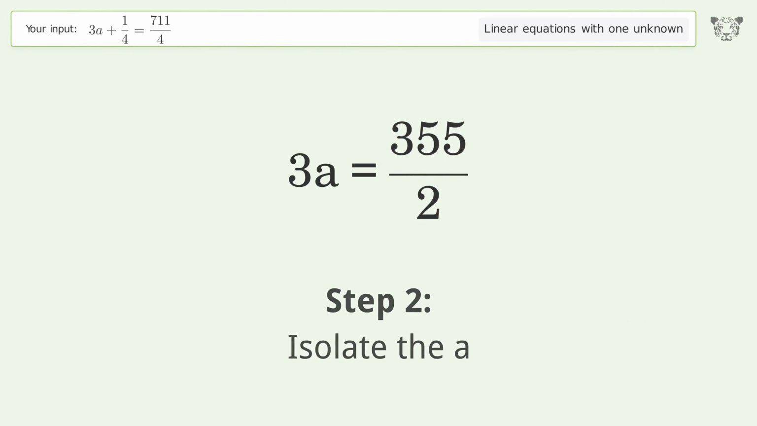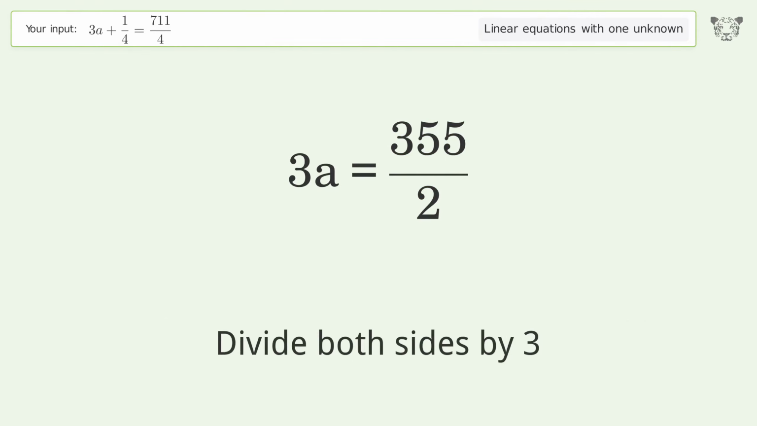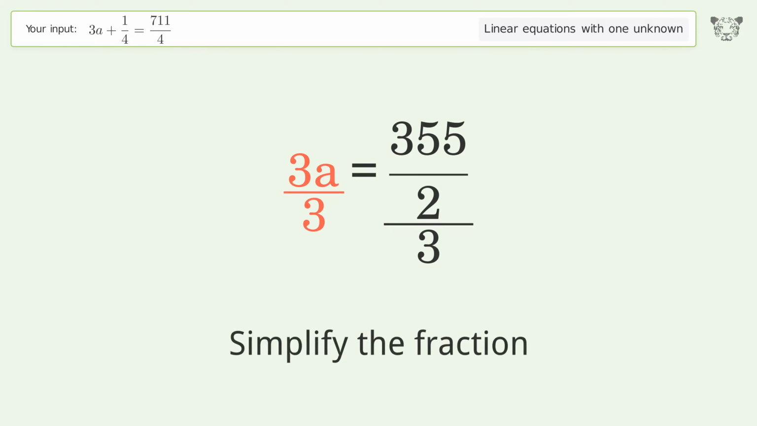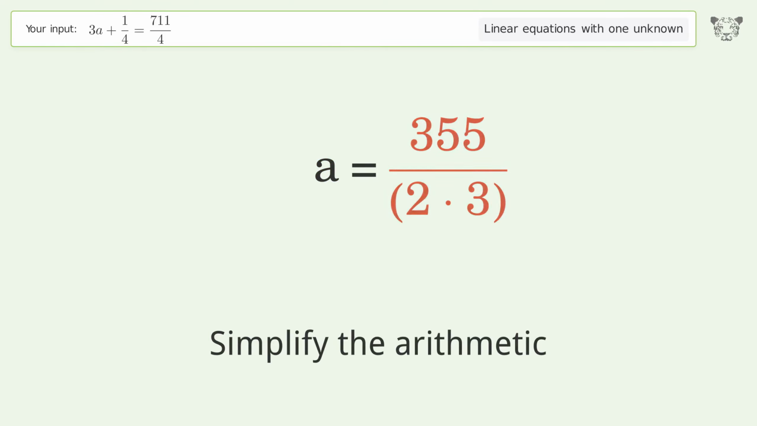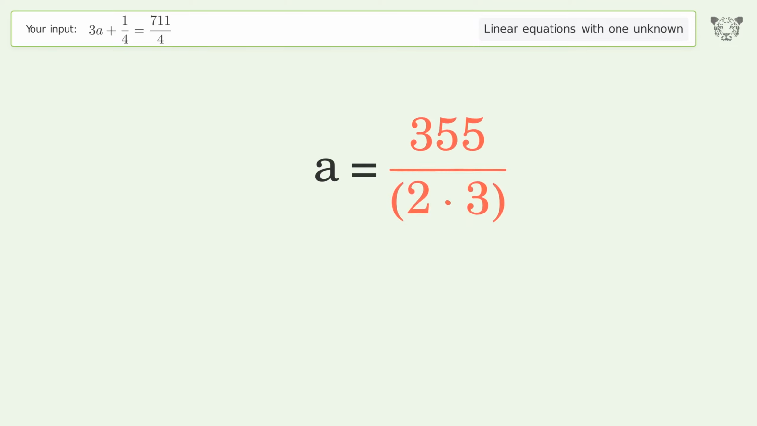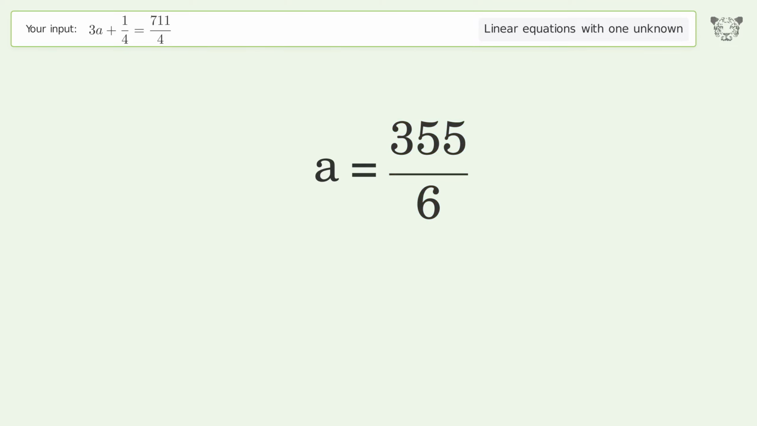Isolate the a. Divide both sides by 3. Simplify the fraction. Simplify the arithmetic. And so the final result is a equals 355/6.